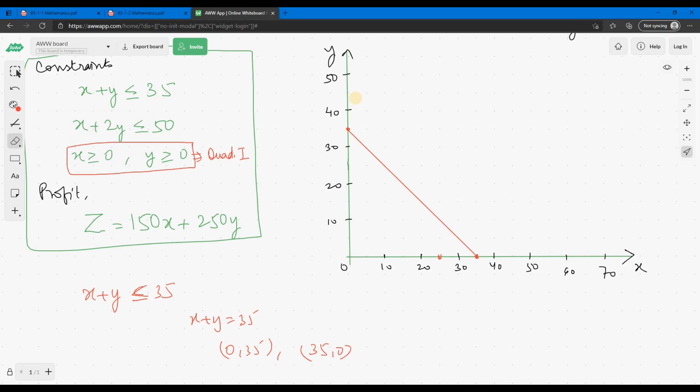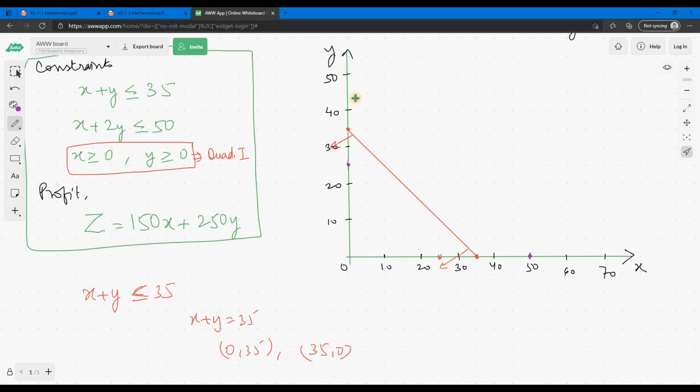Now we have the other inequality, x plus 2y less than or equal to 50. We can mark the points on the axes. When x is 0, y is 25, because 2 times 25 is 50. So this point over here, and when y is 0, x is 50. Let me use a different color so that we can differentiate easily. I think this color is good. So this is 0, 25 and 50, 0.